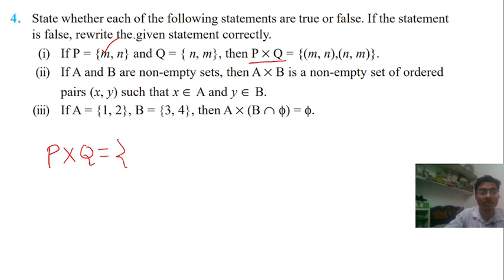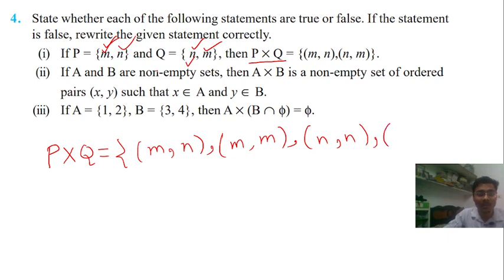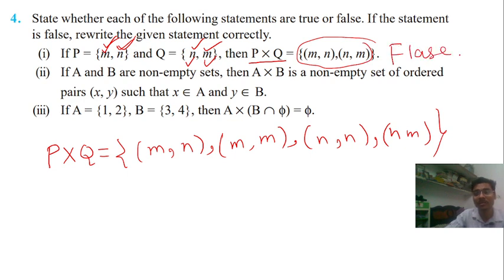Okay, so for P cross Q, we will first write the set of P, then the set of Q. So first is m, m, then m, n, then n, m, and then n, n. So here none of the elements are the same, so we cannot just vanish any, but we get 4 elements here and they are representing just 2 elements, so this statement is false.